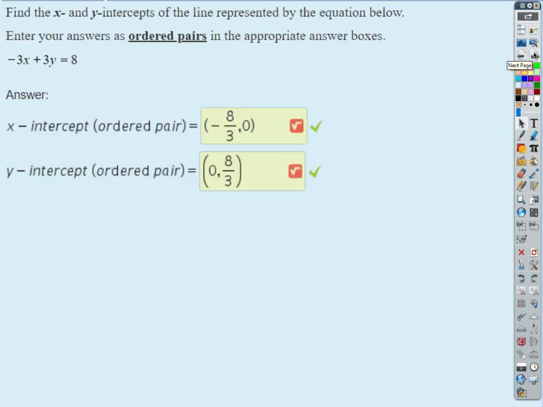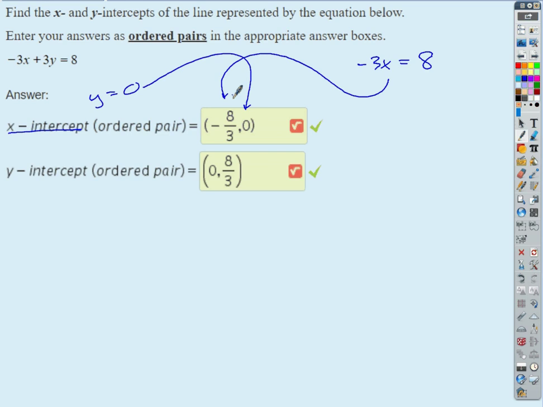Okay, what about this one? If we want to find, super easy, the x and y intercepts, think what we do. The x-intercept, all you got to remember is that when we're finding the x-intercept, y has to be equal to 0. So I just set y equal to 0 and solve for x. If I take my original equation and set y equal to 0, I just get negative 3x equals 8. Well, what happens if I solve for x? I just get negative 8/3.